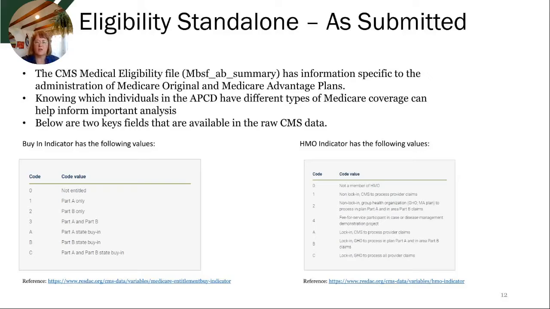And I've included some of the complexities of the field and how it's coded when it comes from CMS. And you can see that there's a variety of combinations for who has Part A Medicare Original, who has Part B Medicare Original, and combinations thereof. They also have in the data the HMO indicator, and this indicates the variety of Medicare Advantage plans and combinations that are available through CMS. So there's a high degree of complexity in the data.